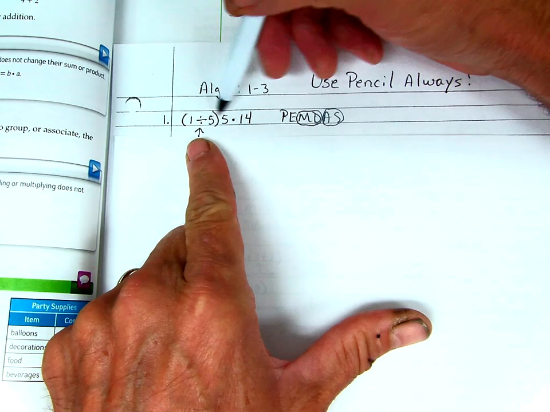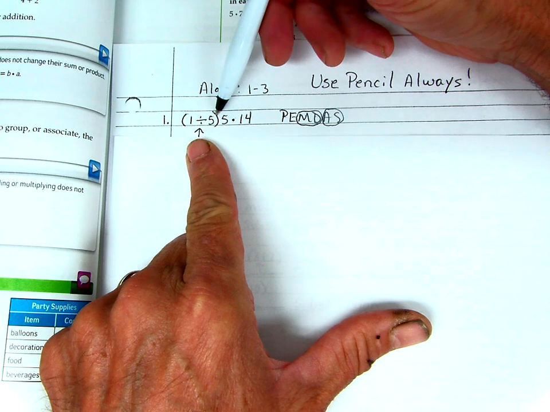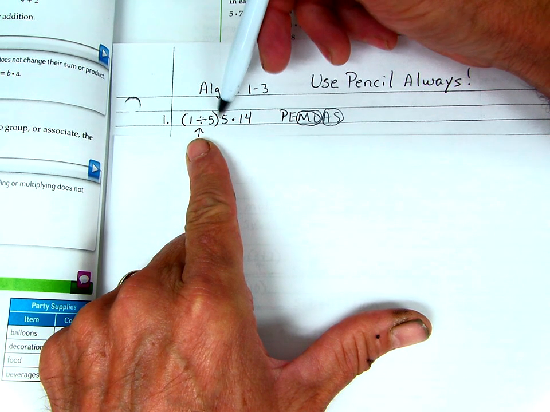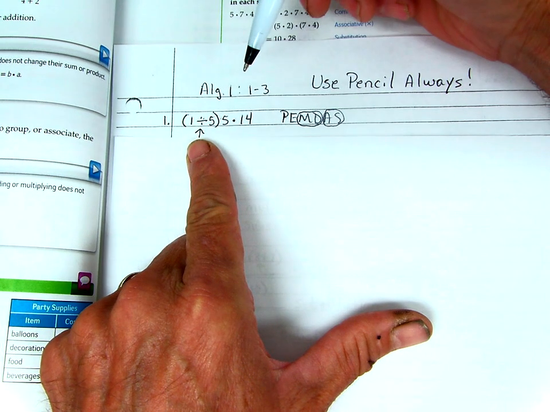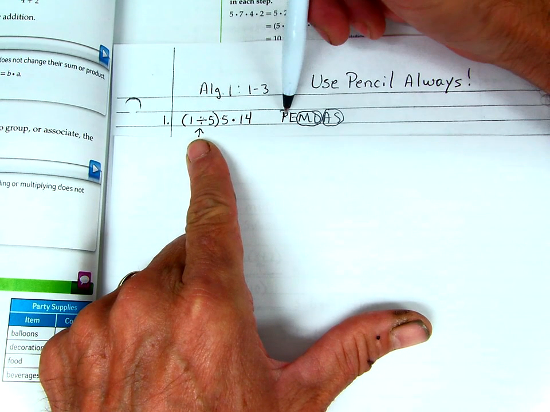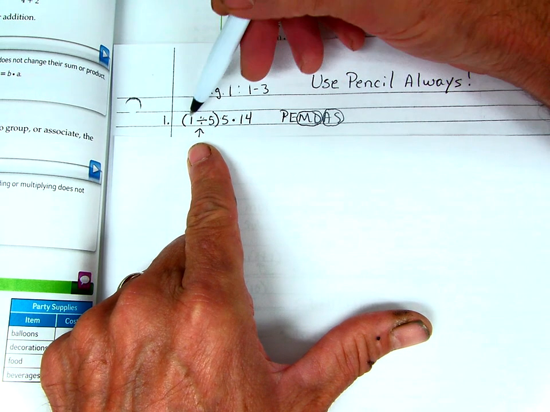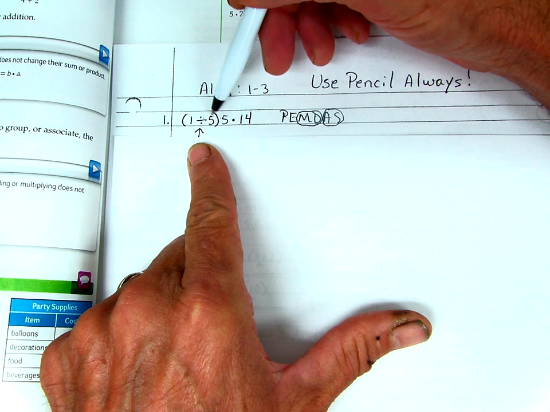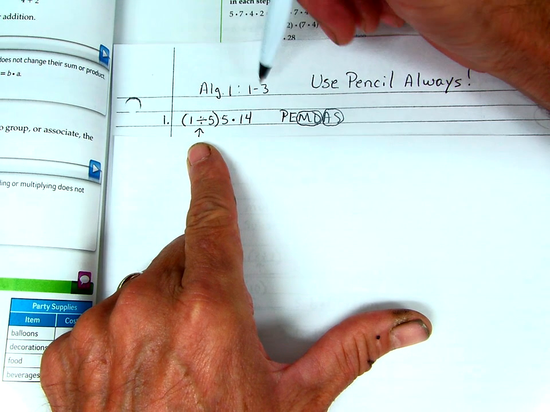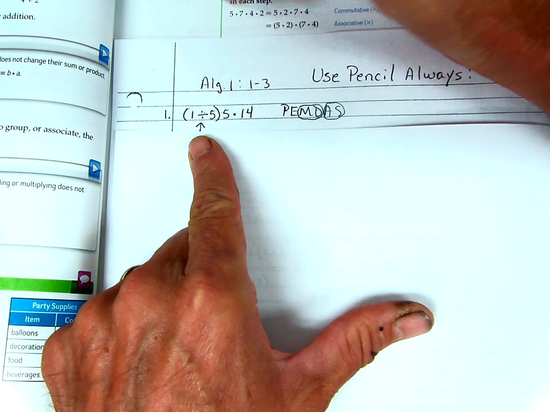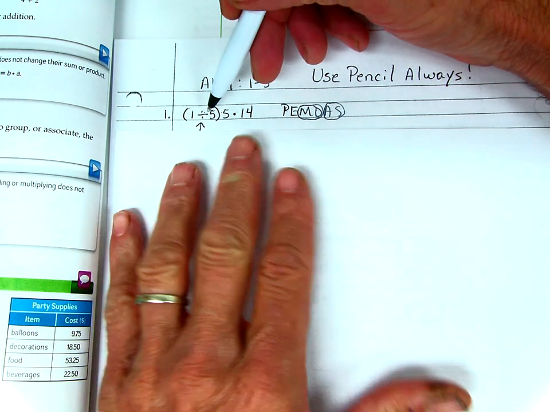So here we go. Here's our expression, and I'm seeing parentheses, divide, multiplication, and more multiplication. Order of operations says do the parentheses first, so that's where we're going to start. There is math to do on the inside of the parentheses. That's what it means when it says do parentheses first. So we're going to do this.